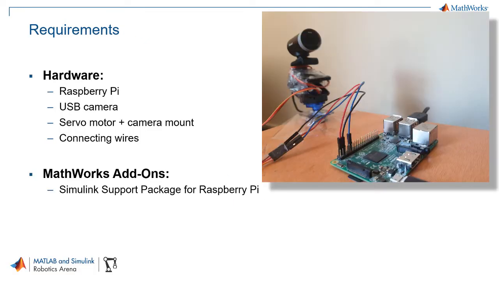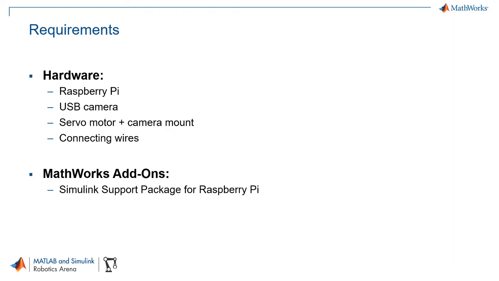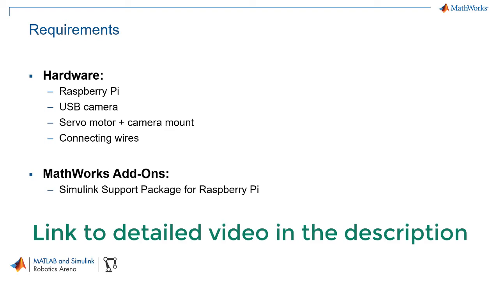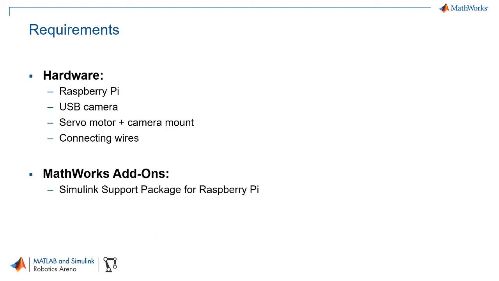For this, we would need a Raspberry Pi, a USB camera which is mounted on a servo, which is connected to ground, VCC and GPIO pin 18 of the Raspberry Pi using connecting wires. Additionally, we would also need to install the Simulink support package for Raspberry Pi.